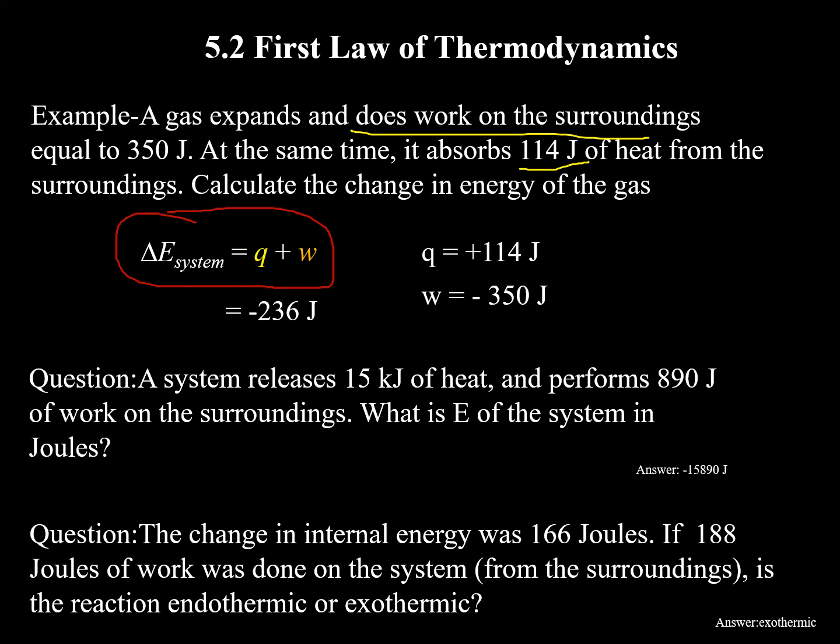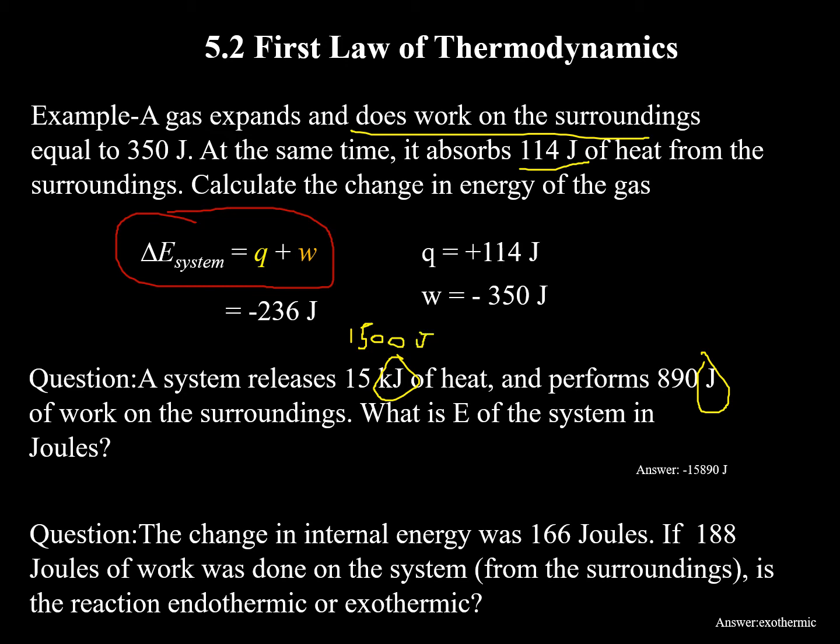So it might take a while just to understand the wording. Absorbing heat is positive, releasing heat is negative. Again, doing work on the system is positive, doing work on the surroundings from the system is negative. In this case here, a system releases 15 kilojoules of heat and performs 890 joules of work on the surroundings. First, we should make sure these two are the same unit. So we want to convert this to joules. It's going to be 15,000 joules.